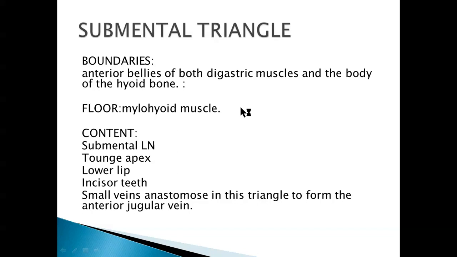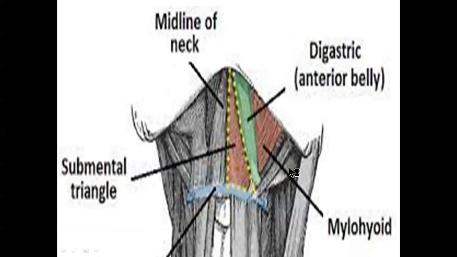Then we have the submental triangle. Submental triangle I already mentioned. It has contents like submental lymph nodes, tongue, lower lip, incisor teeth, and anterior jugular vein. Here is your submental triangle. All right. Floor and boundaries of the submental triangle: here we can see we have the digastric muscle, hyoid bone. All right, and the floor will be formed by mylohyoid muscle.